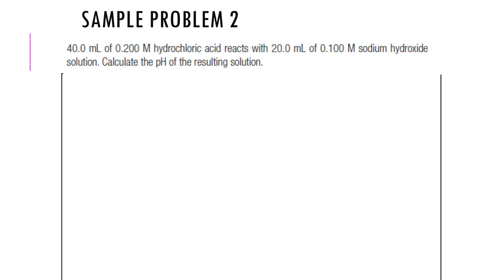So let's look at this one. Now we're looking at something where we have a 40 mL solution of 0.2 molar hydrochloric acid. So we have a volume. Careful to note that it's in milliliters. 0.2 molar hydrochloric acid, so we have a concentration, and it reacts with 20 mL of 0.1 molar sodium hydroxide. Calculate the pH of the resulting solution.